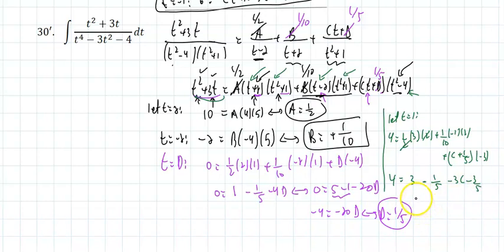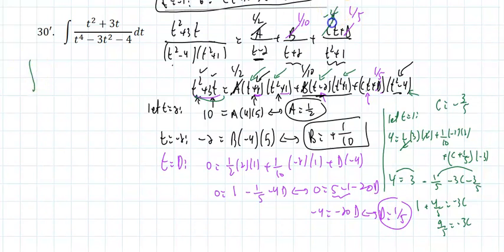So I could say, what is that? I could say -4/5 plus 4/5 equal -3c. So I could say 9/5 equal -3c. And if I'm not mistaken, I could say c equal -3/5. Okay, so this is actually the integral.